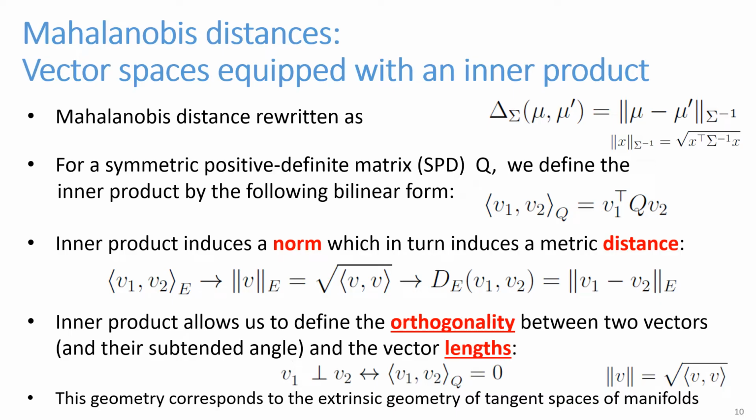The Mahalanobis distances have a neat interpretation as the canonical distances of vector spaces equipped with inner products. We can rewrite the Mahalanobis distance as an induced norm distance, where the norm is itself induced by a quadratic bilinear form. Q is a positive definite matrix. The inner product allows us to define angles between two vectors and therefore the notion of orthogonality between them, and also allows us to measure vector length. We shall see that the Mahalanobis geometry is a geometry of tangent spaces of manifolds.